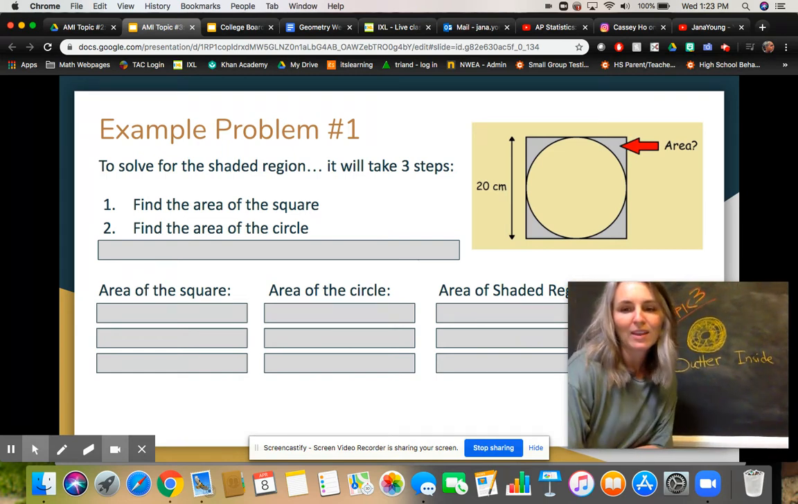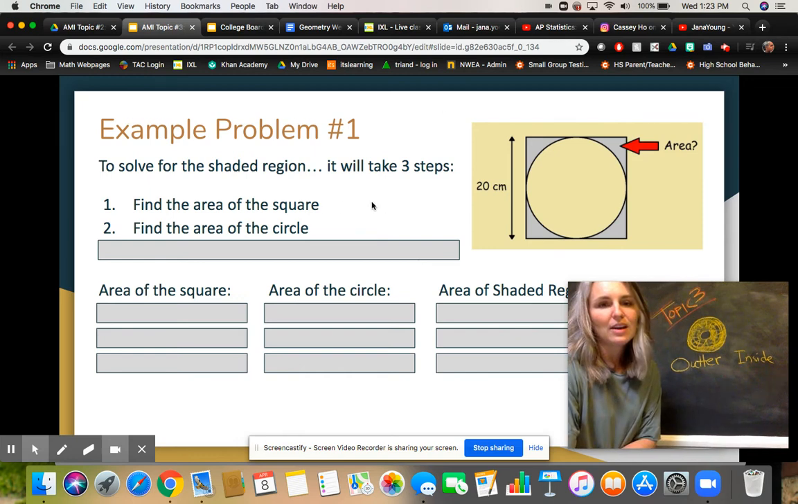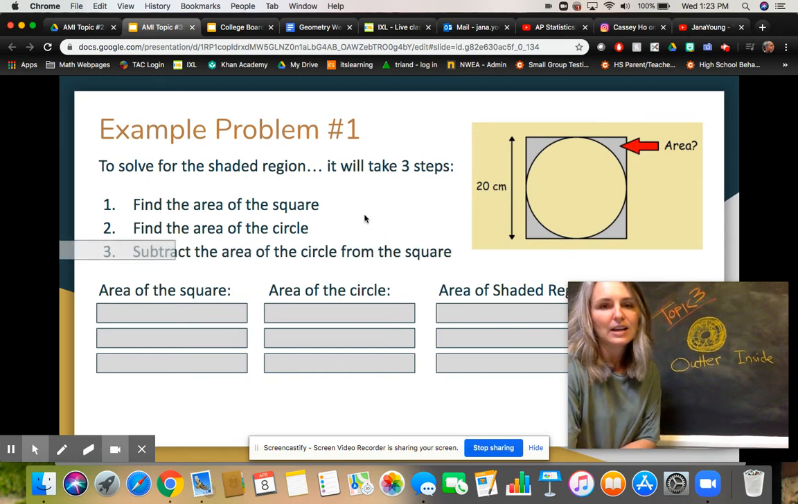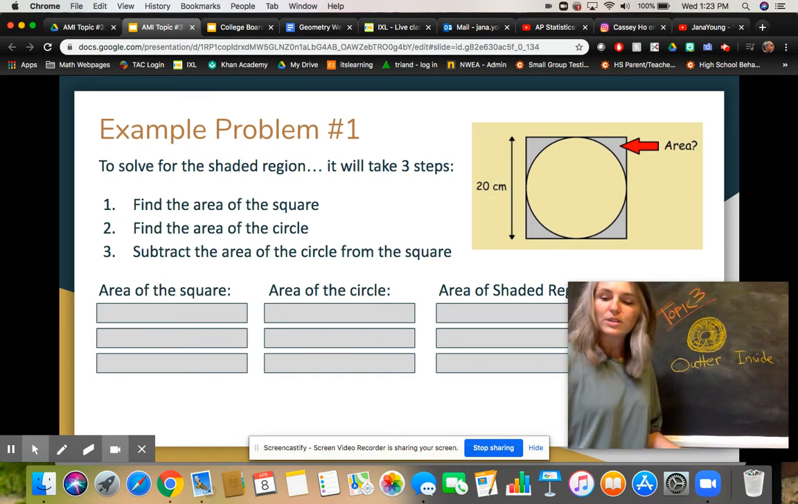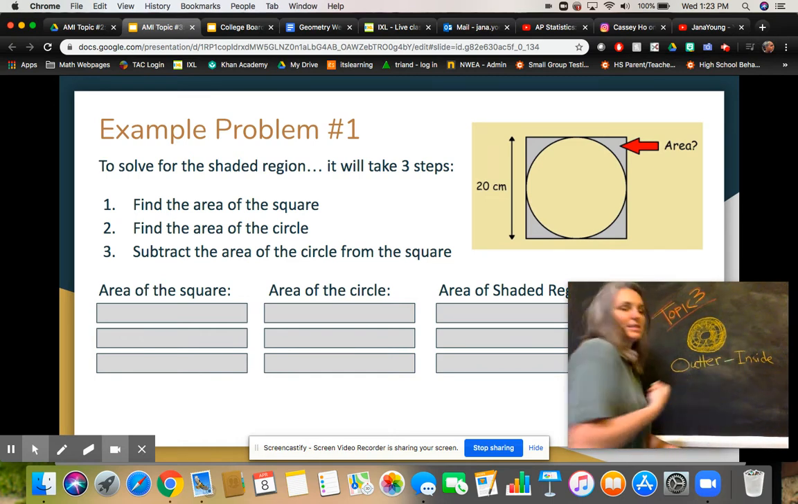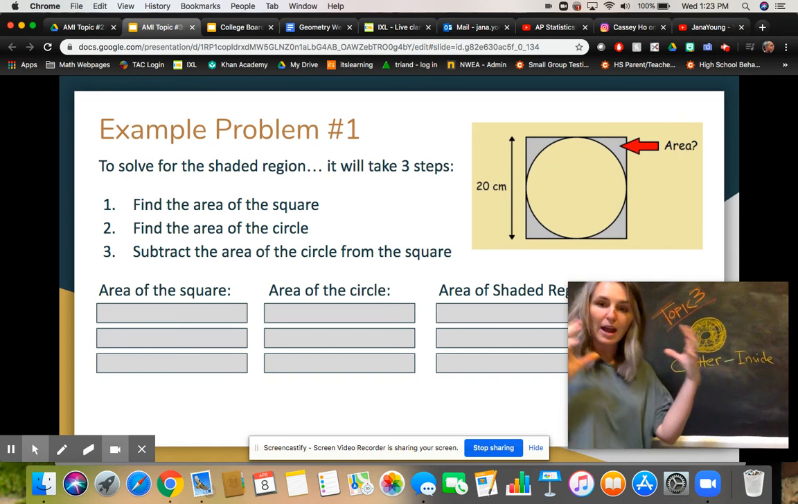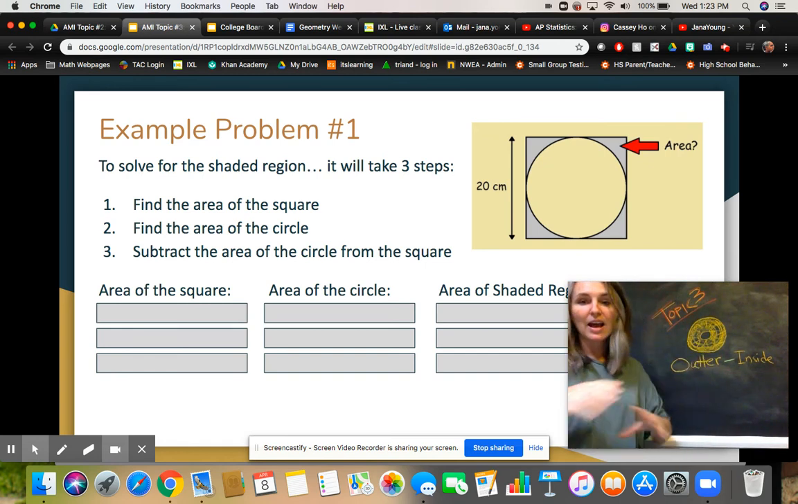There we go. And then once I have the area of the outside and the area of the inside, then I'm just going to subtract them from each other, right? So then once I have this, then I just want a minus sign between them. So I'm going to do outside minus inside every time.